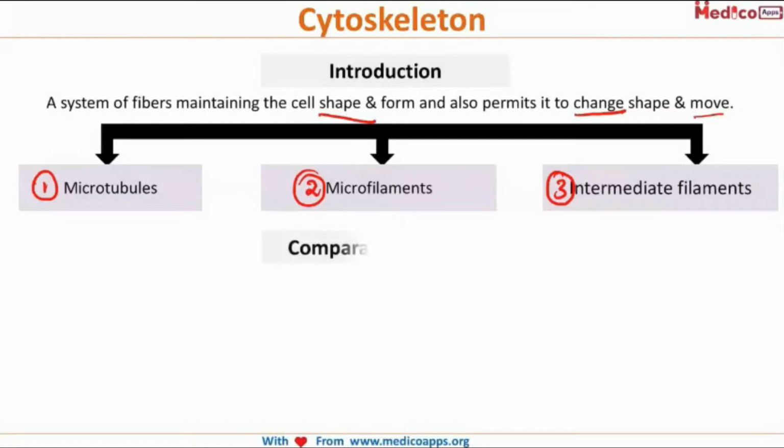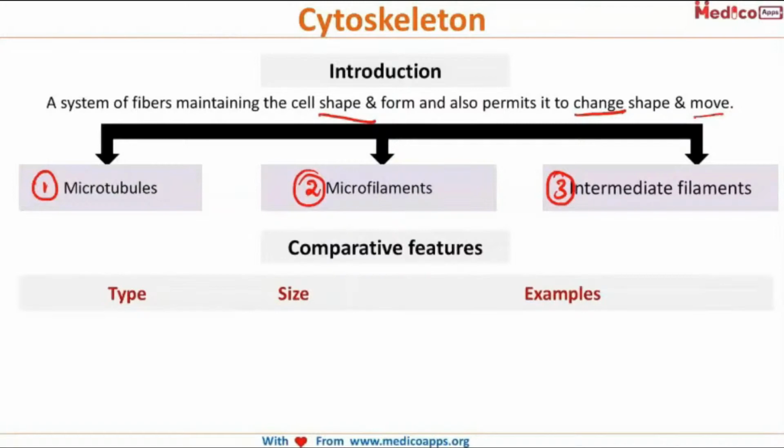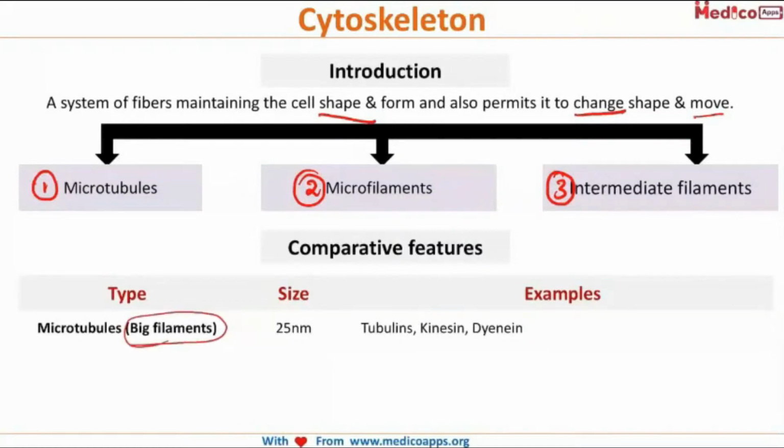Now, let's have a quick comparison of these, and we'll understand why they are classified differently. To start off, microtubules are the biggest ones here. These are big filaments compared to the other two structures, and they measure about 25 nanometers. You have to remember the three important types of microtubule proteins, all of them highly important. These are tubulin, kinesin, and dynein.